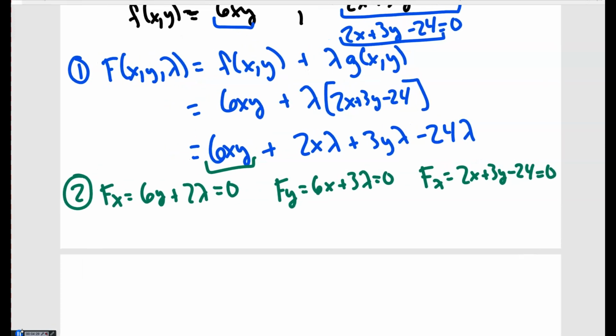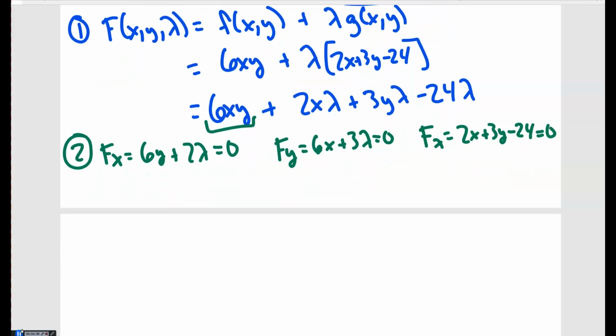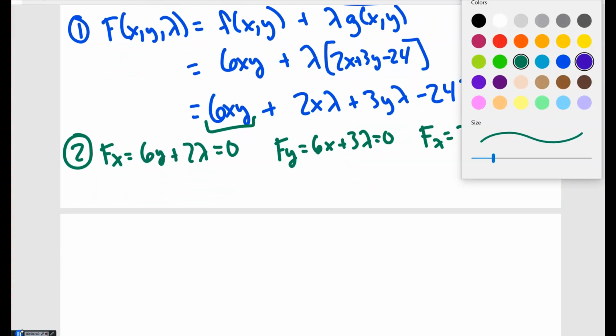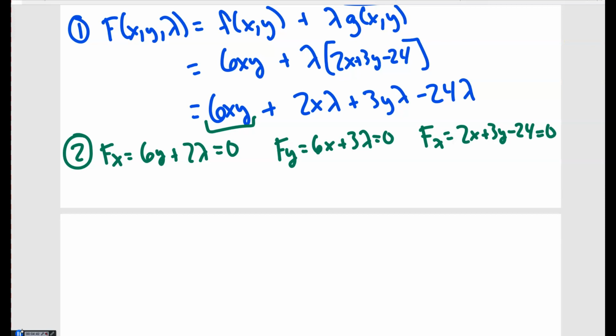Okay, so now I have this system of equations. We have 3 unknowns and 3 equations, so we can solve this. The first thing that I like to do is solve for y and x using my first 2 partial derivatives. And once I have some sort of relationship between x and y, I plug it into my f of lambda.